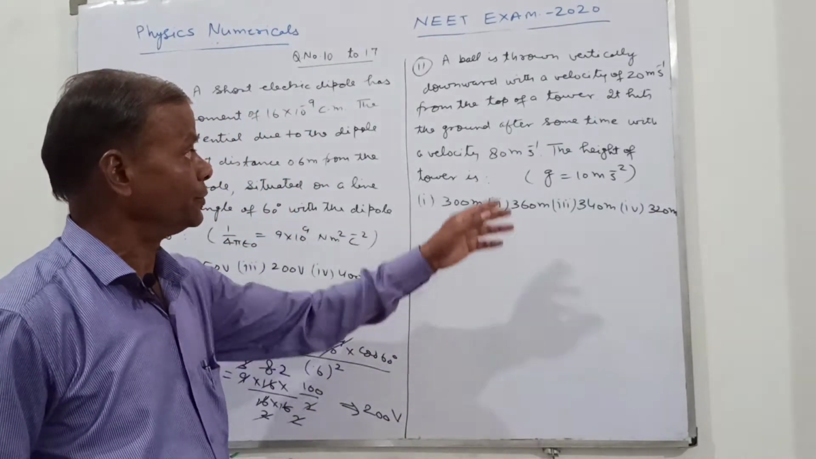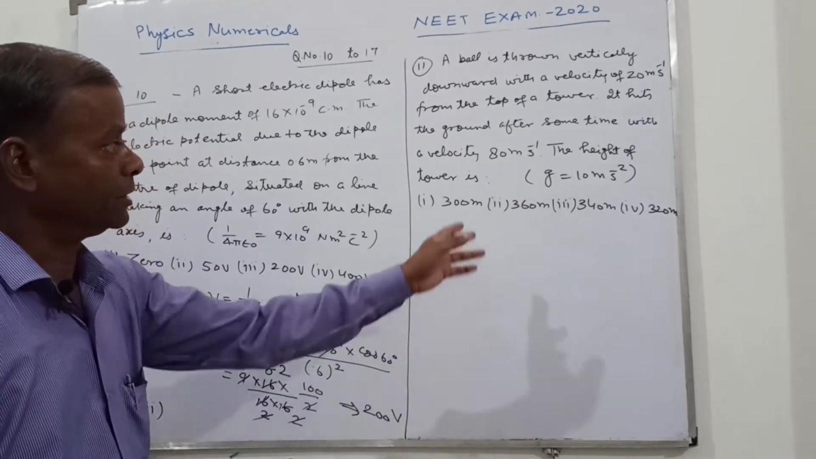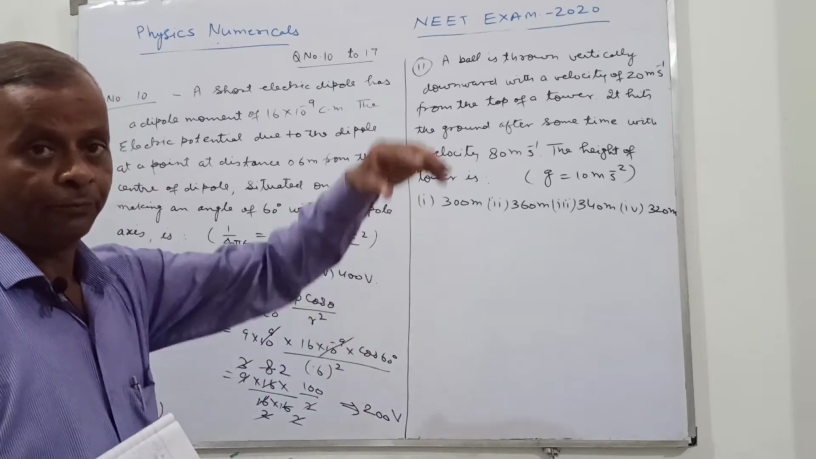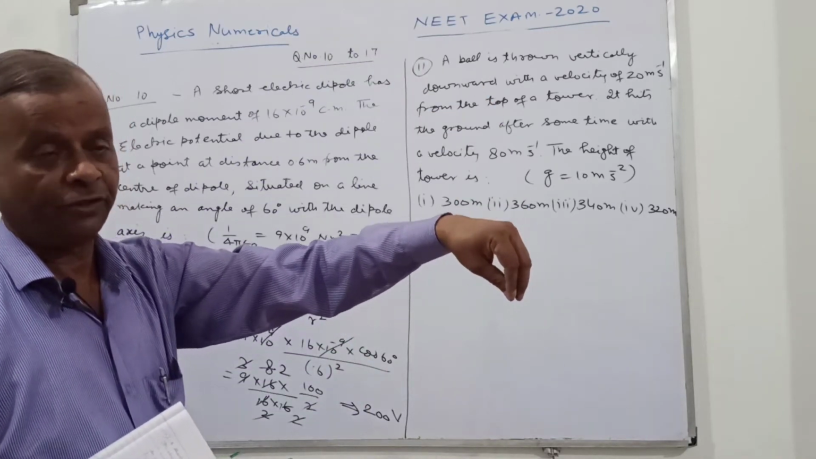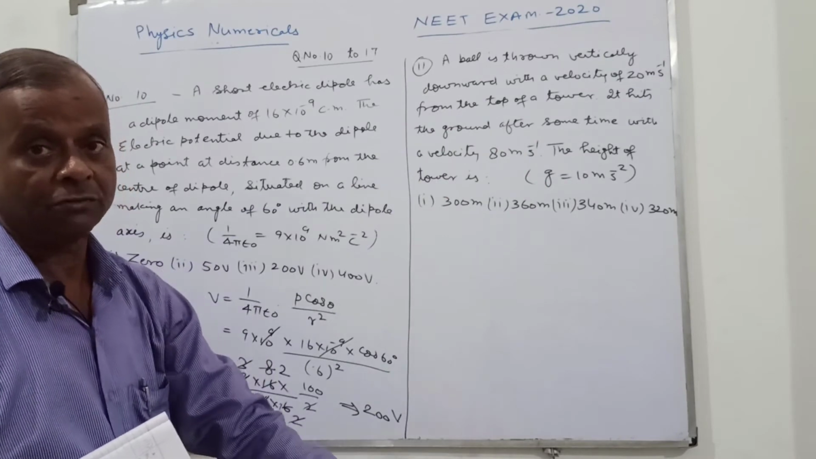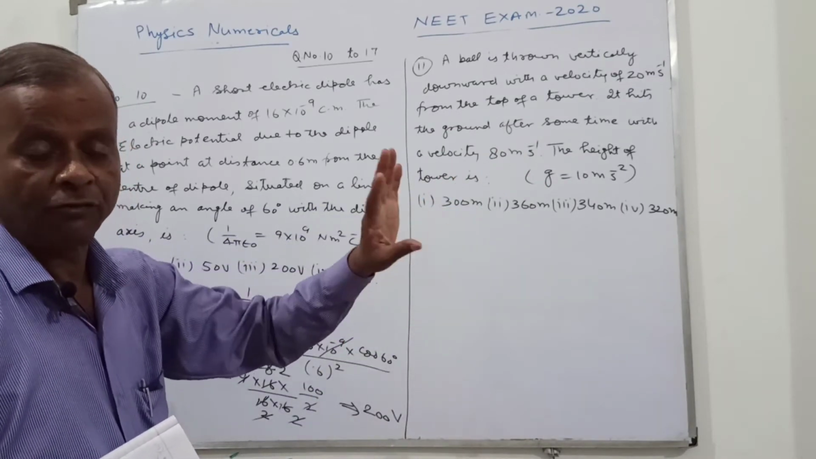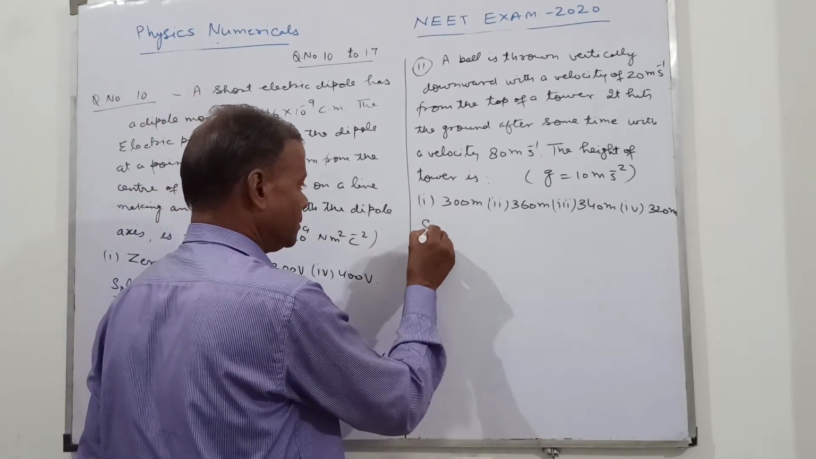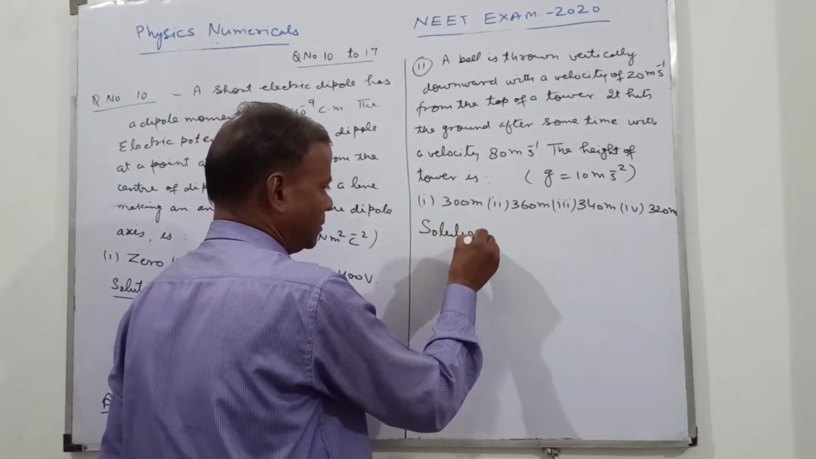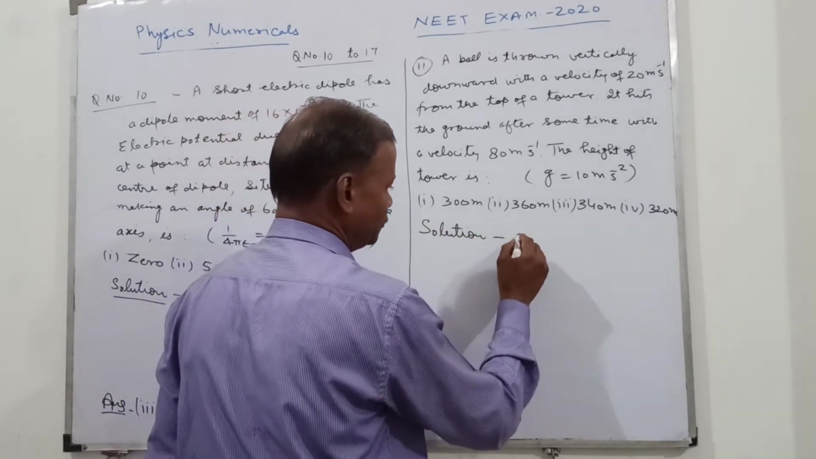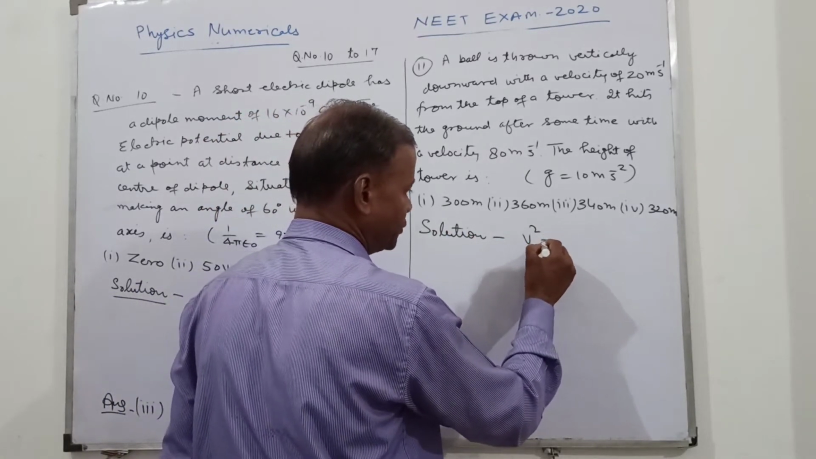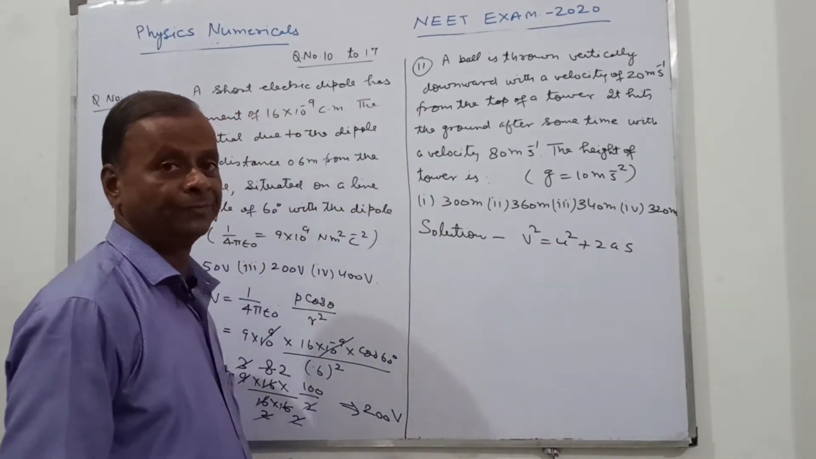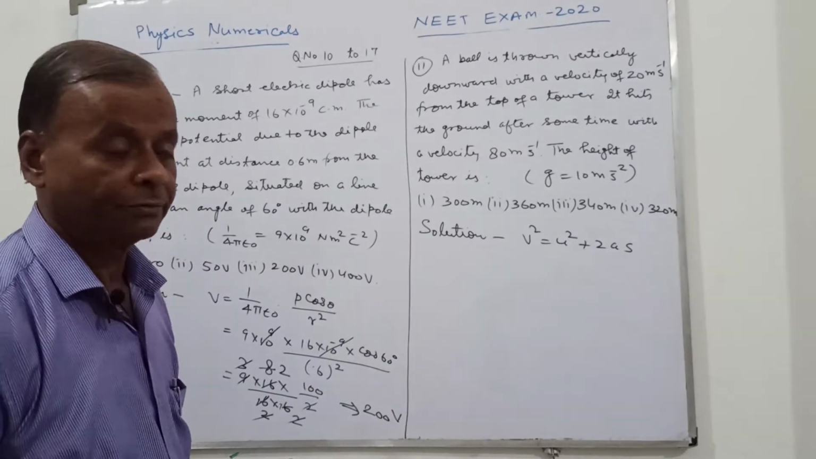You are given the initial velocity, the final velocity, and the acceleration. So this is a straight question. A ball is thrown from a height with a certain speed, and then it hits the ground with a certain speed, and you have to find the height of the tower. What is the solution? You use the equation v square equal to u square plus 2as, the third equation of motion.